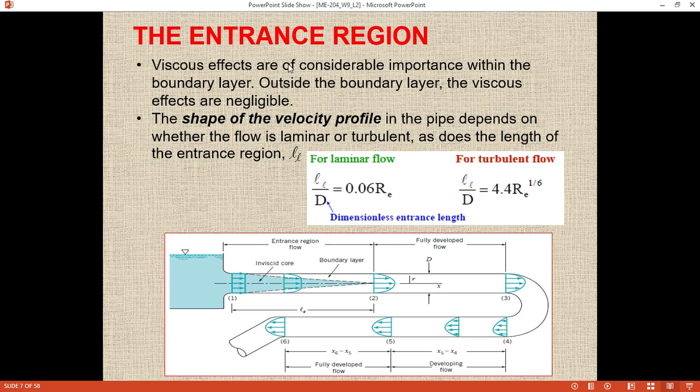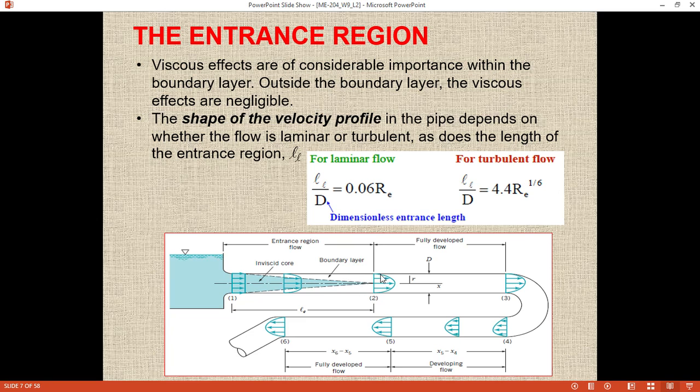So viscous effects are of considerable importance within the boundary layer. Outside the boundary layer the viscous effects are negligible. You see this is the boundary layer, and this region is outside the boundary layer. So here the viscous effect is negligible and this region is called the inviscid core. Here the shape of the velocity profile in the pipe depends on whether the flow is laminar or turbulent.